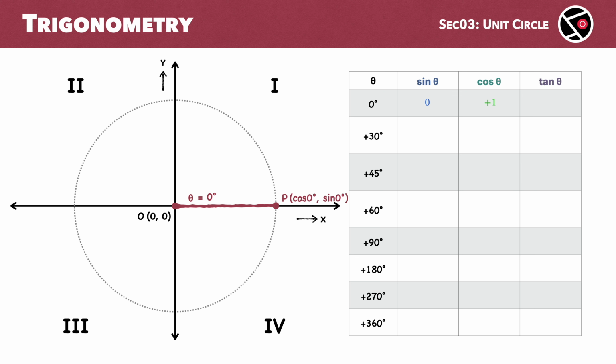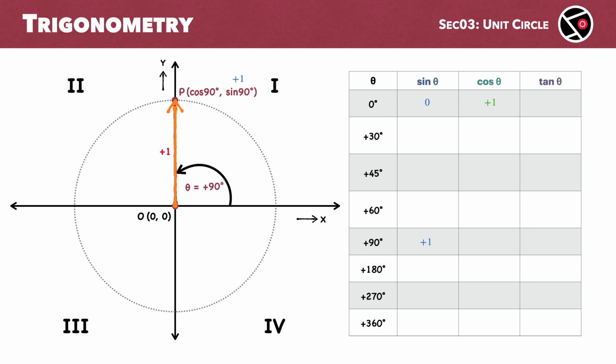Now let's skip ahead to theta equal to plus 90 degrees. Here P is on the y-axis. The y-coordinate is plus 1. Point P is on the positive side of the y-axis. So, sine of plus 90 degrees equals 1. The x-coordinate is 0. So, cos plus 90 degrees equals 0.